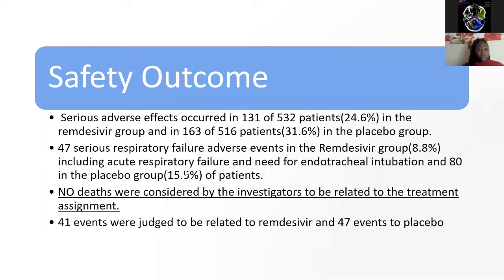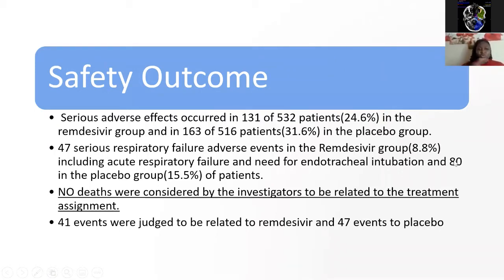They've also gone further to state that there were 47 serious respiratory failure adverse events in the Remdesivir group, 8.8%, including acute respiratory failure and need for endotracheal intubation. So that was in 47 of them, that's 8.8%, compared to 18 in the placebo group. So if you still look at the acute respiratory failure or respiratory failure events in those in the Remdesivir group and placebo group, that in the Remdesivir group was way lower than placebo group, which that's 47 to 80.